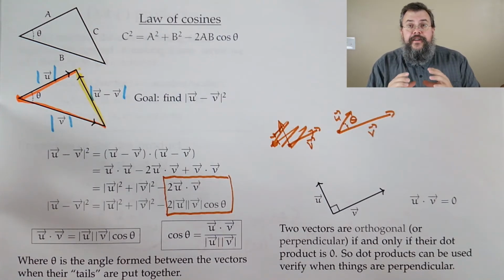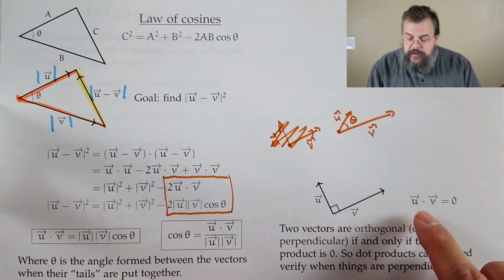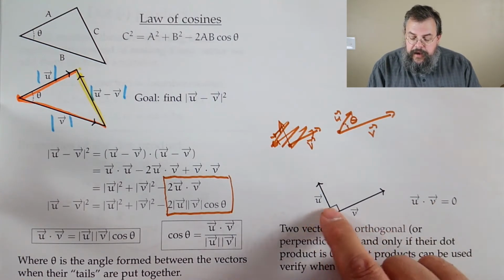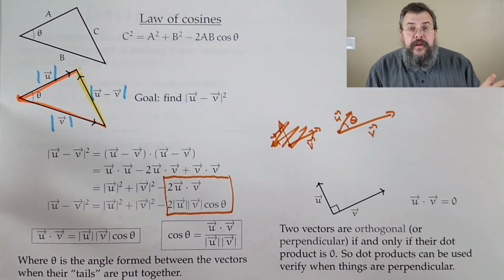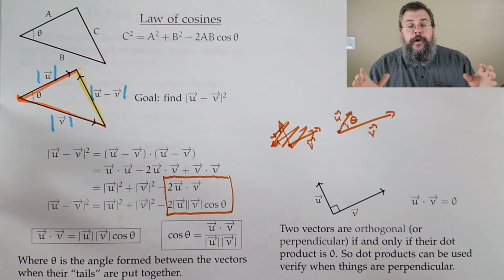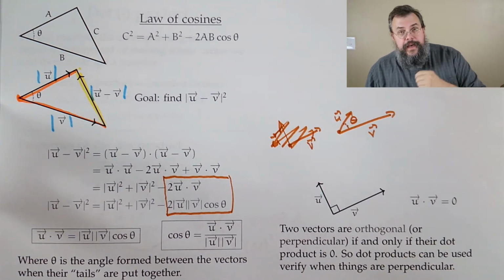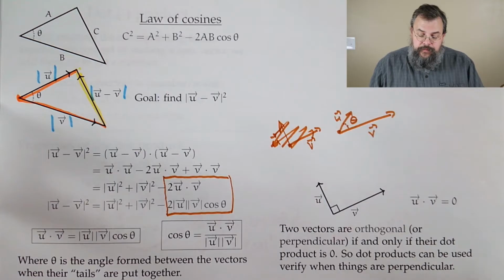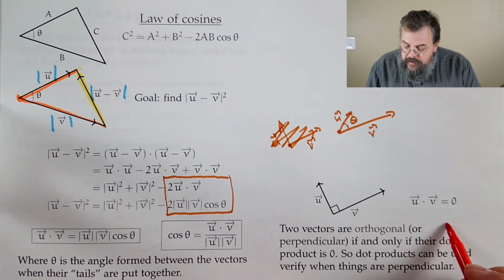Cosine of a right angle is 0. So when I look at the dot product of u and v, if they have a right angle here, the dot product is going to be 0. So we have a sort of a definition. We say that two vectors are orthogonal, or we sometimes say perpendicular, if and only if their dot product is 0.